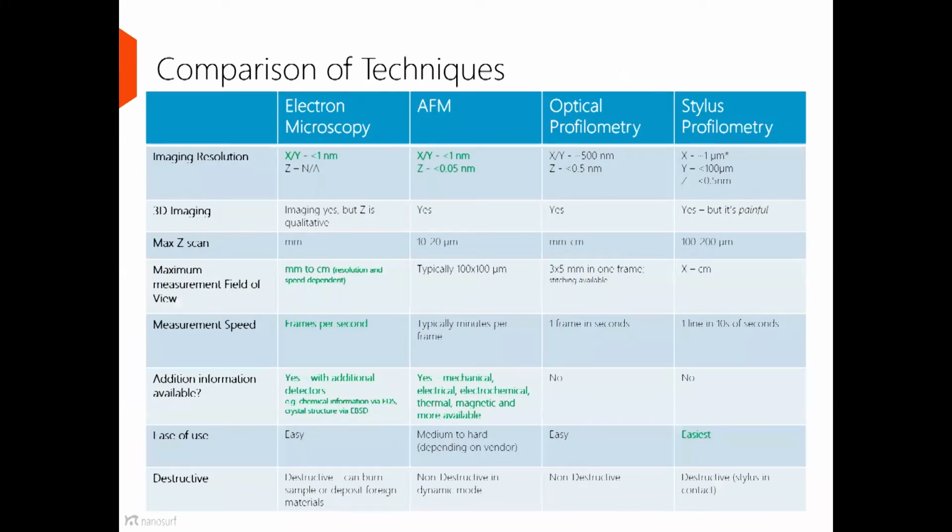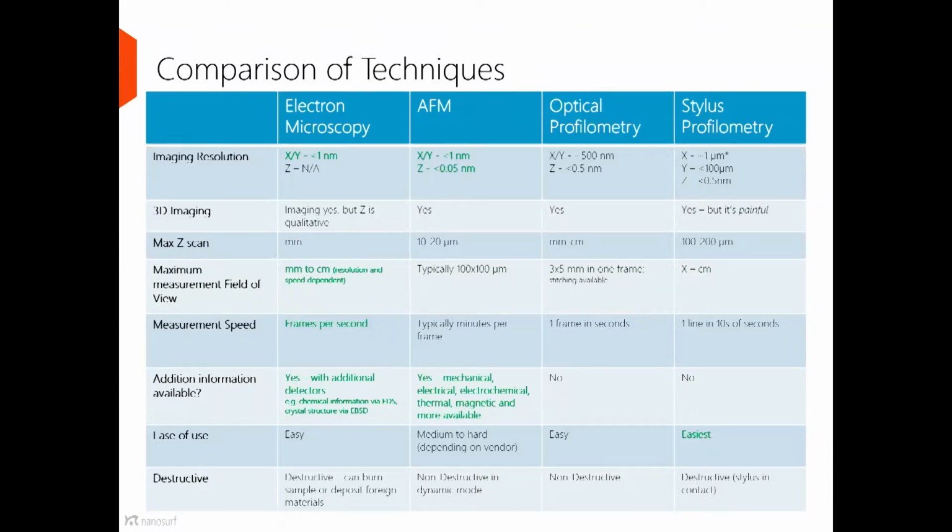So I'd like to look at the specifications and the comparison of techniques specifically for each of our 4 techniques that we've discussed so far. If we look at the top line here, you'll notice that the imaging resolution for the AFM and electron microscope, both in X, Y, and even in Z, are typically considerably better than that of the two optical and stylus profilometry measurements. However, it may not necessarily matter because, like I said, it depends on the scale of the measurements which we want to make.